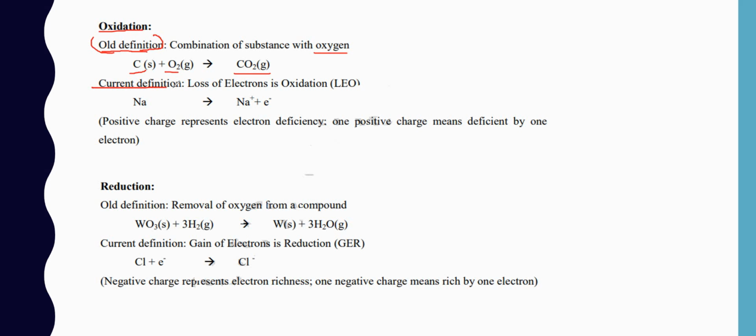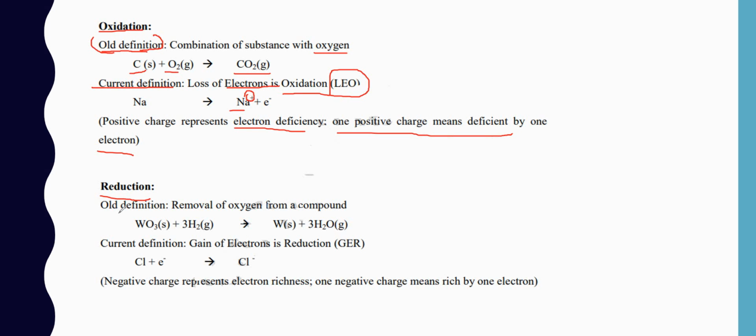The current definition of oxidation is loss of electrons. LEO, the easiest way to keep it in mind: LEO means oxidation, that is, loss of electrons is oxidation. Like you can see here, sodium, when it loses an electron, gets oxidized. A positive charge represents electron deficiency. One positive charge means deficient by one electron. So this positive charge means this sodium has got oxidized.